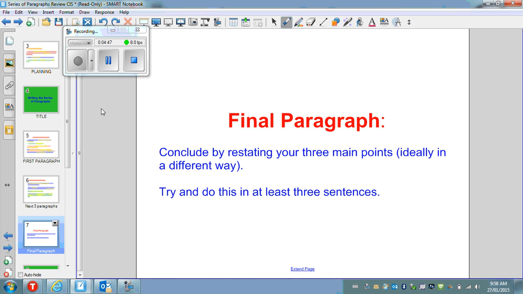Moving on to your final paragraph. It's really important that you don't rush this, okay? It needs to be as important as your introductory paragraph.